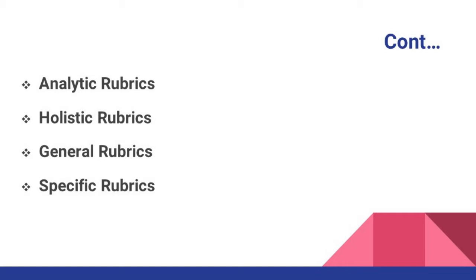The second type of rubric is holistic rubrics. In holistic rubrics, work is described by applying all the criteria at the same time under each level. So, the criteria are present in hidden form in the description of performances. It enables the teacher to assess the quality of performance as a whole without focusing on separate components.